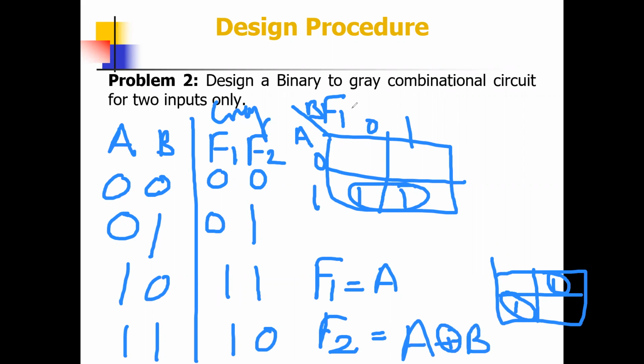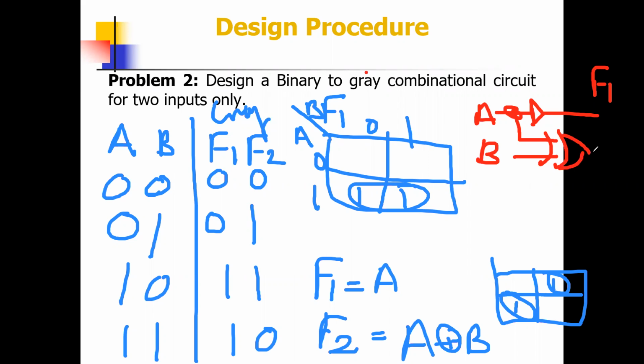So the answer will be: you have A and B, 2 inputs. Then with the buffer gate, because it is the same, I am using a buffer gate. That means F1 is this. And what is F2? I want A and B with XOR. It gives me F2. Clear or not? So this is F1 and F2. This complete circuit converts a binary number into gray. You give binary input, but the result will be gray. So this is called a combinational circuit.